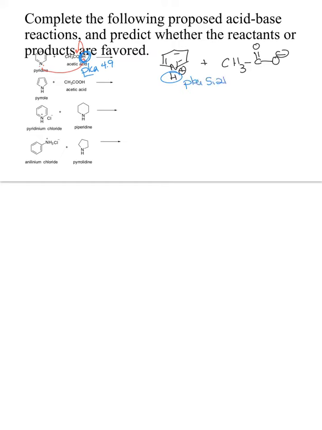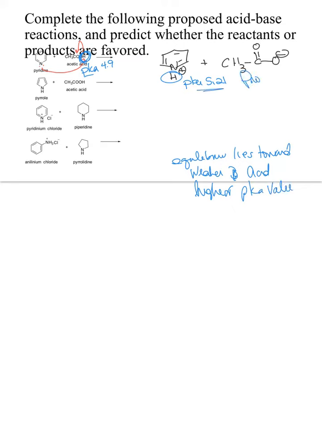So do you remember that the equilibrium lies towards your weaker base, weaker acid, which will have your higher pKa value. So your equilibrium is going to be towards the 5.21. So in this, products are favored. Okay, going to the next one.